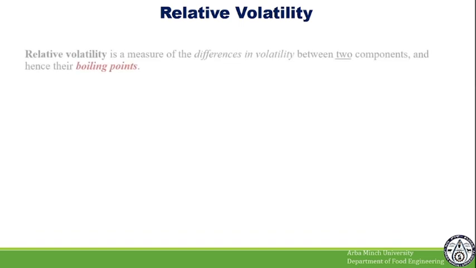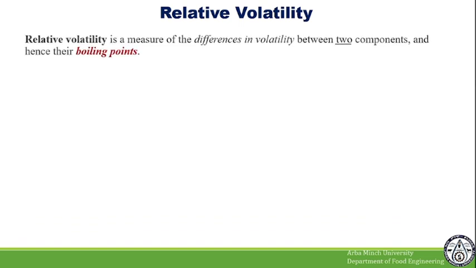By definition, relative volatility is a measure of differences in volatility between two components based on their boiling points. So we use the boiling point as a frame of reference to separate components. Relative volatility is also an indicator of how easy or difficult a particular separation would be.